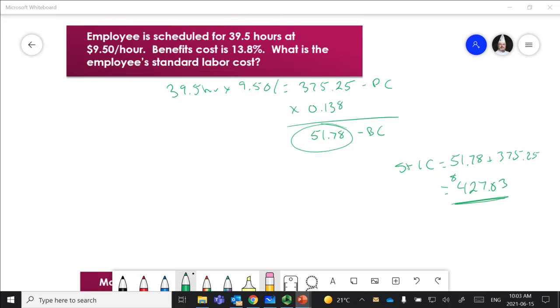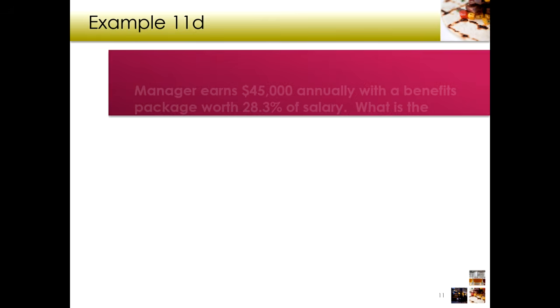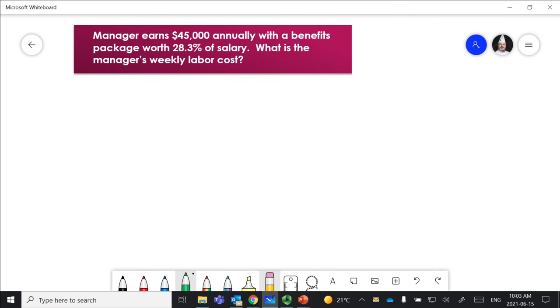All right, so next example is essentially the same thing that we're going to do, except now we've got a manager, right? A manager on salary making $45,000 per year with a benefits package worth 28.3% of salary. What's the manager's weekly labor cost? Well, in this case, we want to take our $45,000, divide by 365, and then multiply times our 7 days per week.